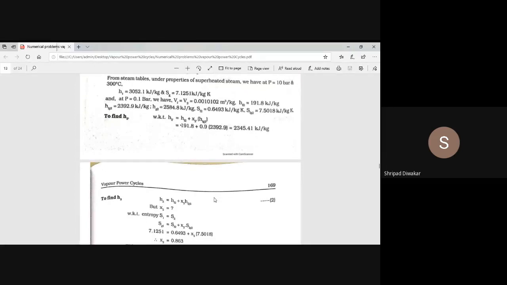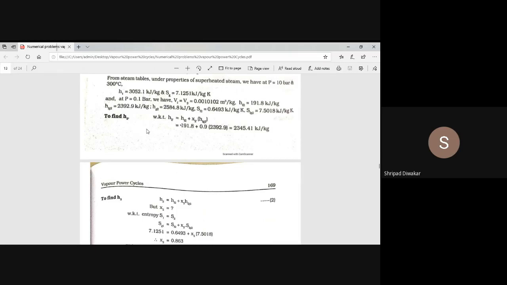Now you have to refer to the steam tables. Don't take the normal values. We are having an option called superheated steam, because the temperature of the steam is above 100 degrees Celsius. Whatever is there in the third column, actually we are having the steam properties of superheated steam. Don't take the wet steam. In the steam tables we have the option called superheated steam. You have to refer to the superheated steam, and corresponding to a pressure of 10 bar and 300 degrees Celsius, you have to find out the values.